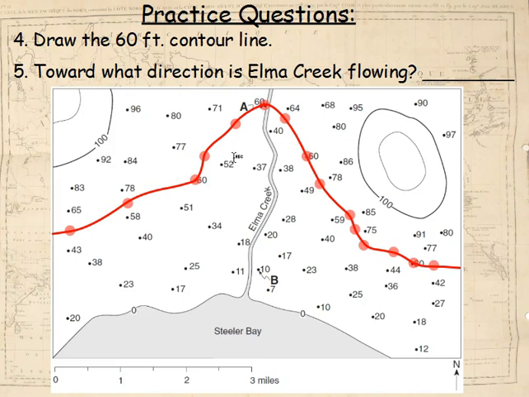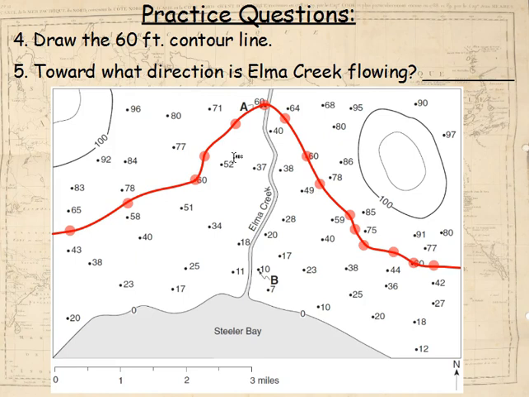The next question they're asking me is, towards what direction is Elma Creek flowing? So if you recall, we discussed yesterday when we looked at topographic maps that rivers always flow from high to low. So from a high elevation to a low elevation, a river is going to flow. However, it's a little tricky to tell right here where high elevation is and low elevation. We only have this one contour line.